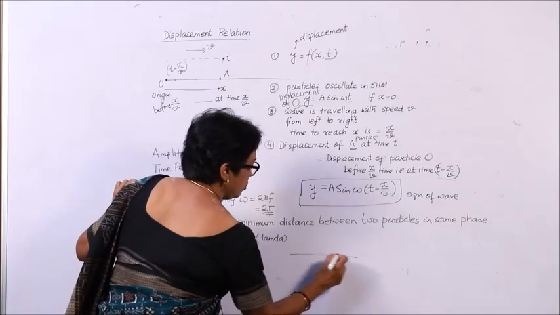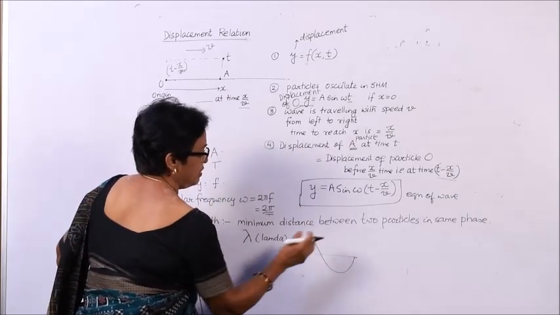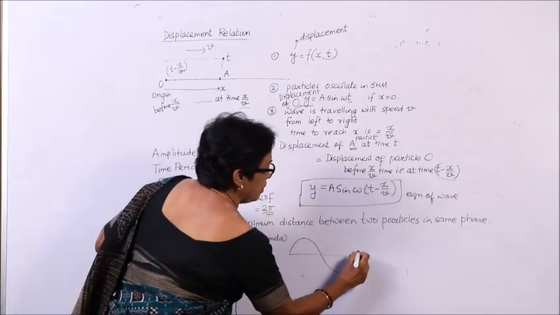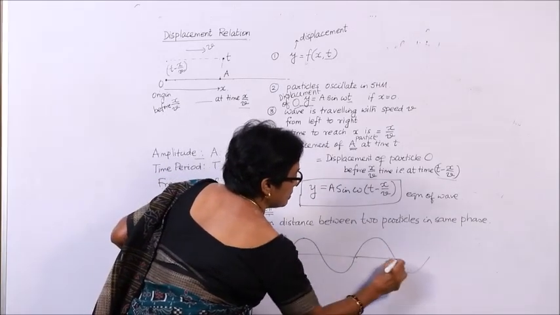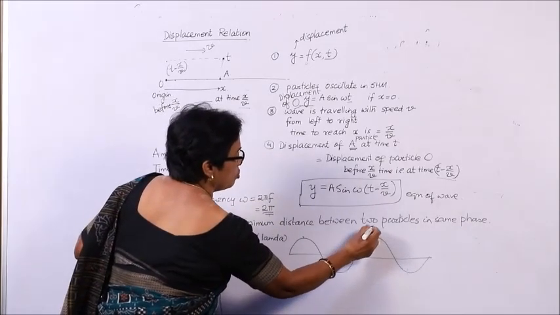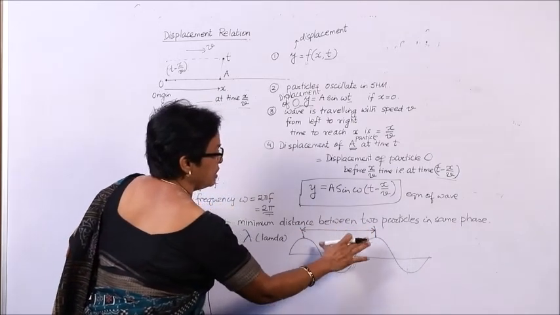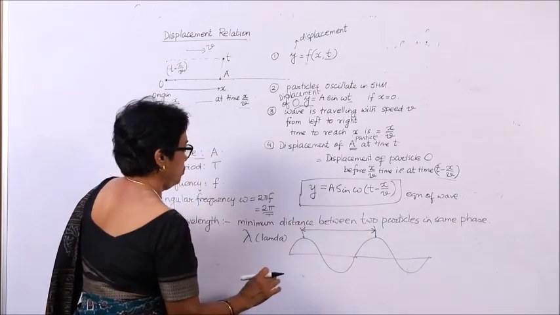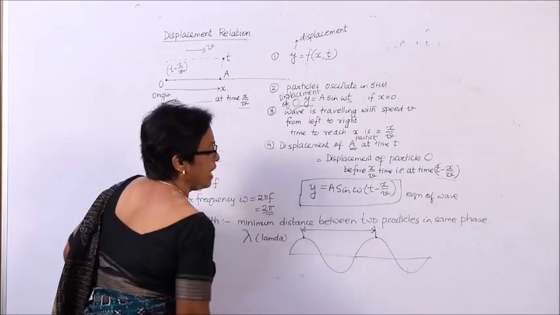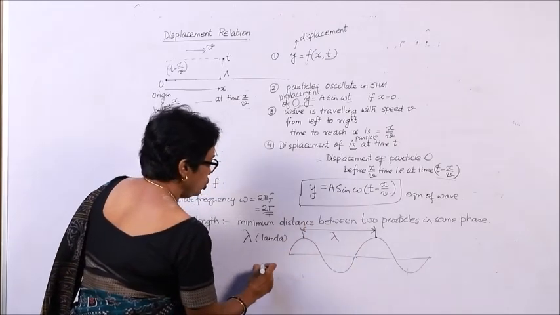So if this is a wave, the position of the particles at different points, then this is one crest; the wave is travelling, disturbing the particles. Here is one crest, here is another crest. The minimum distance between two particles in the same phase. These two particles are in the same phase. So this is my wavelength.